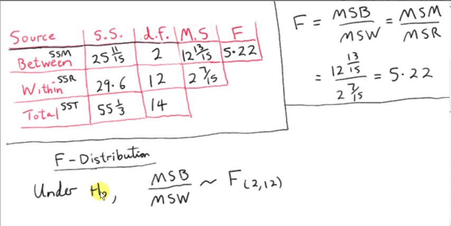Now, under the null hypothesis that the groups come from populations with the same mean, and of course we are assuming that the populations are normally distributed with equal variances, it can be shown that this ratio MSB over MSW follows an F distribution. Now there are 2 parameters to the F distribution. The first parameter is the degrees of freedom for MSB, which we know is 2. And the second parameter is the degrees of freedom for MSW, which we know is 12.